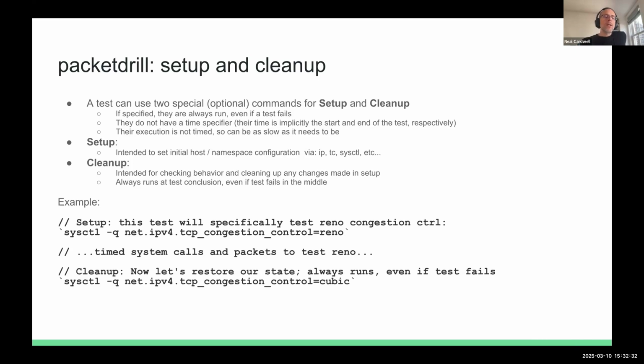The setup code is generally useful for setting up initial host or namespace configuration using IP or TC, sysctl, etc. And cleanup is intended to allow you to check behavior and then clean up any changes that you may have made at the initial part of your test or over the course of your test. That one is useful because it always runs at test conclusion, even if your test fails somewhere in the middle. So it's a bit like a destructor or a try, catch, finally block, where you want to make sure that you always execute this cleanup code at the end.